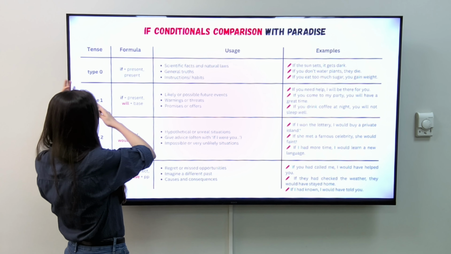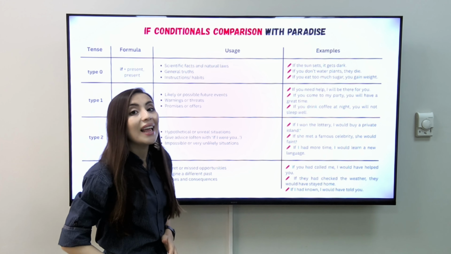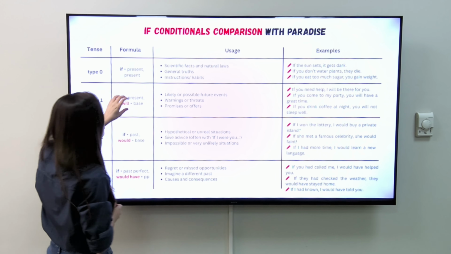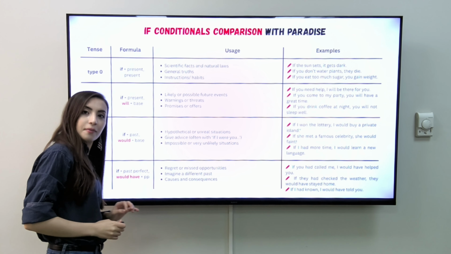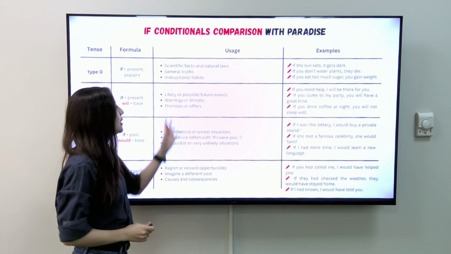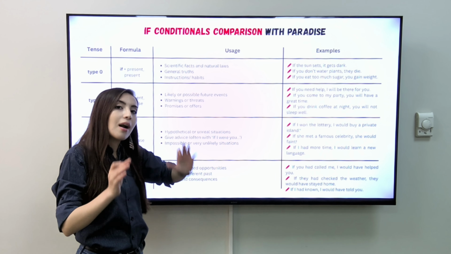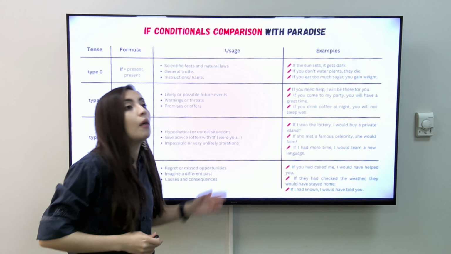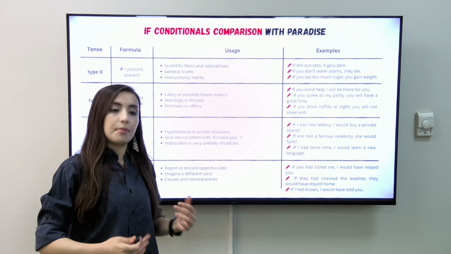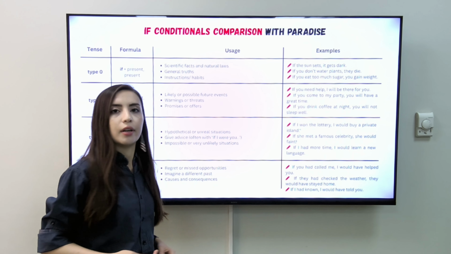The next one, type 1, if plus simple present, and the other part will plus base form. It was about likelihood, possibility. We use a modal for the future. You see? It gets a little bit about possibility, and about warnings, threats, promises or offers. So if you do this, I will do that for you instead. I'm giving them an offer, I'm giving them my word that if you do this, I will do this for you.